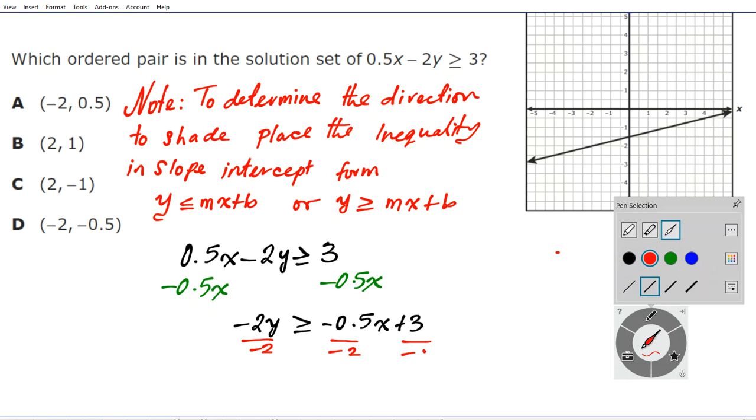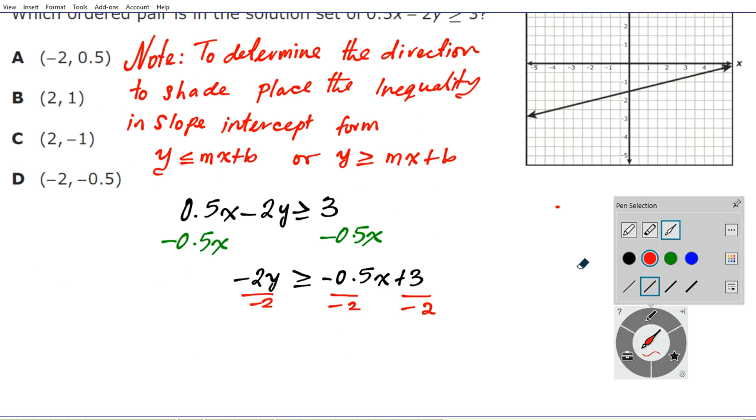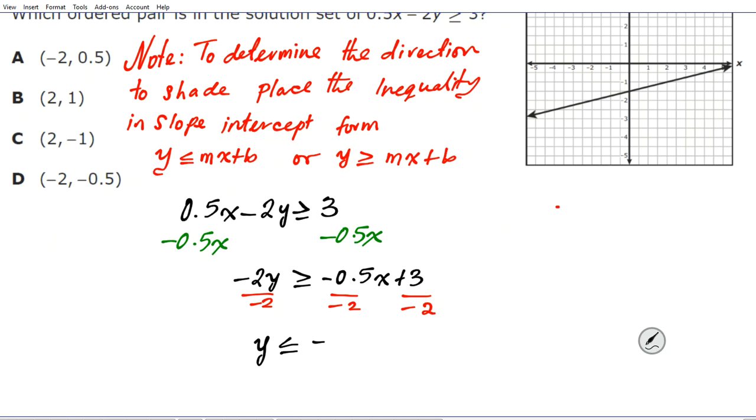Okay, now this is where you want to be careful. Anytime you divide an inequality by a negative, the orientation of the inequality reverses. So instead of greater than or equal, y is going to become less than or equal to. Let's just leave this alone. We don't really need to evaluate this. You could do that with your calculator. Negative 0.5 over negative 2x minus 3 over 2.